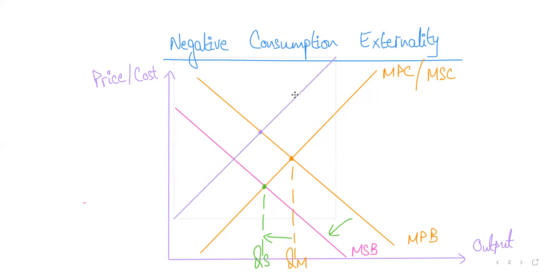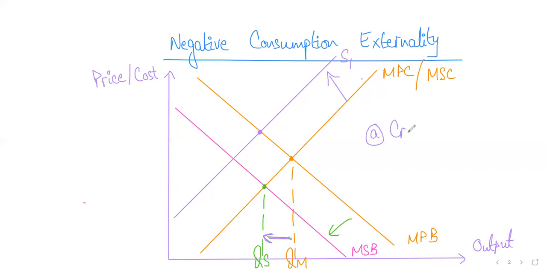So when that happens, your cost of consuming cigarettes increases, right? Because now cigarettes are more expensive than before. Your supply shifts to the left like this, right? Your supply curve shifts to the left. Now the new supply curve is intersecting with your marginal private benefit at this point. So automatically your consumption comes down from QM to QS, right? So again, there are two solutions for that.